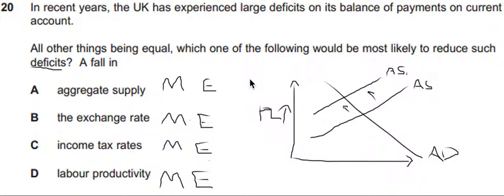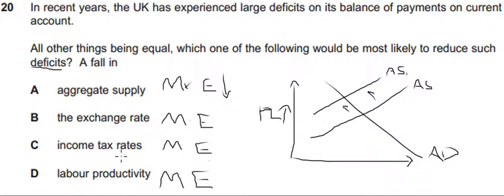So to actually reduce the deficits, imports will have to either decrease or exports will have to increase, or both at the same time. So I'm going to look at the effect on our imports and our exports for each answer. So A, aggregate supply. As we can see in our diagram, if aggregate supply shifts inwards, because there's a fall in aggregate supply, this means that our price level will rise. And if the price of our goods rises, this means that it's more expensive for foreign countries to purchase our goods, and our exports are likely to go down, but our imports will just stay the same.